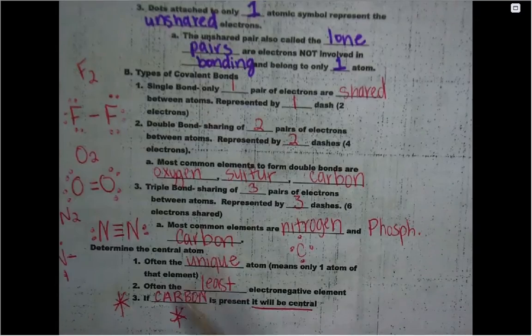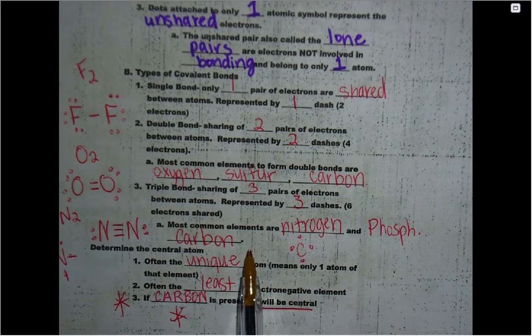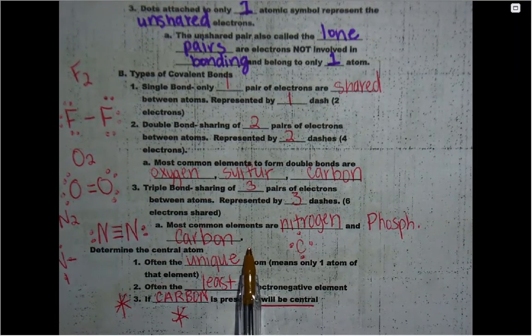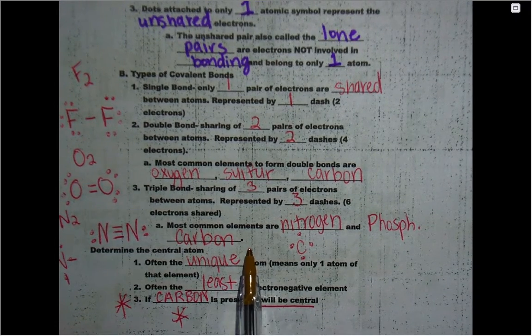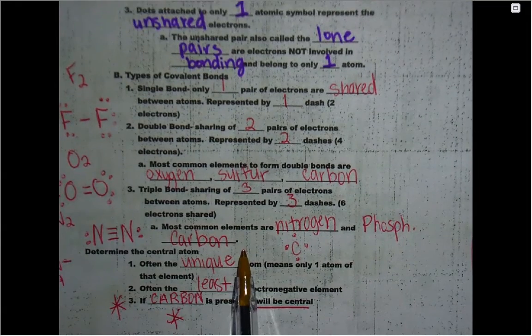Okay? So this little list that we made over here of most common, it just means that it will show up possibly. But it doesn't mean every single time nitrogen bonds it has to be a triple bond. Does that make sense? Okay. Good question.